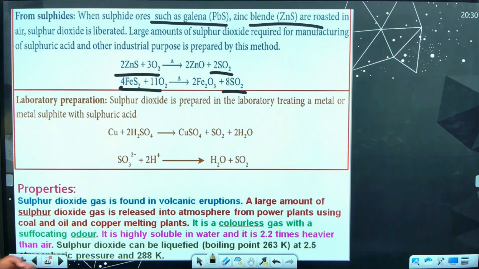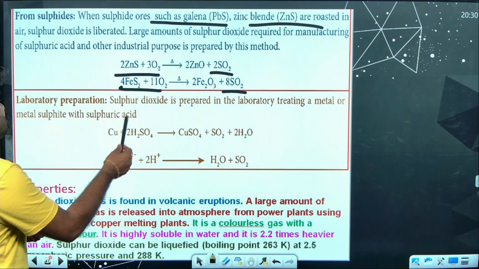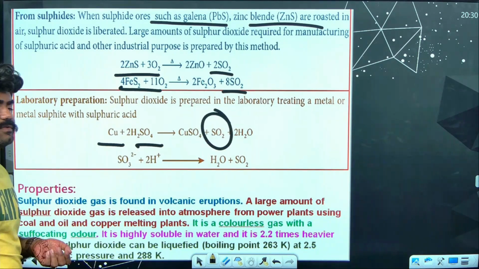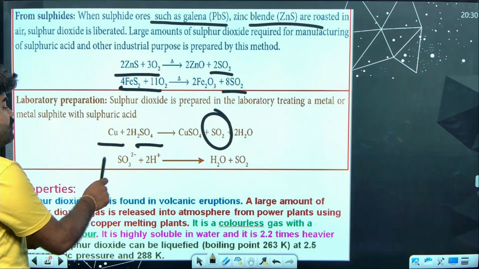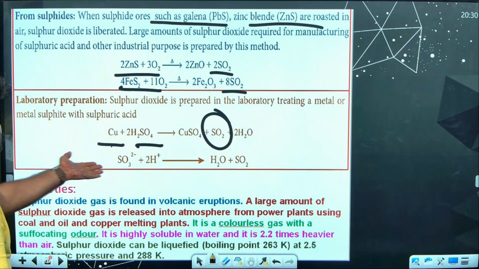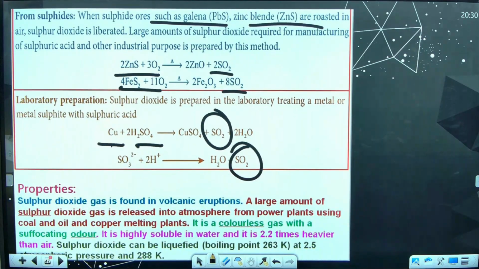How can we do a small scale preparation of sulfur dioxide in the laboratory? When you react a metal like copper with sulfuric acid, you get sulfur dioxide as one of the products. And even when you take sulfite with acid, you get sulfur dioxide.